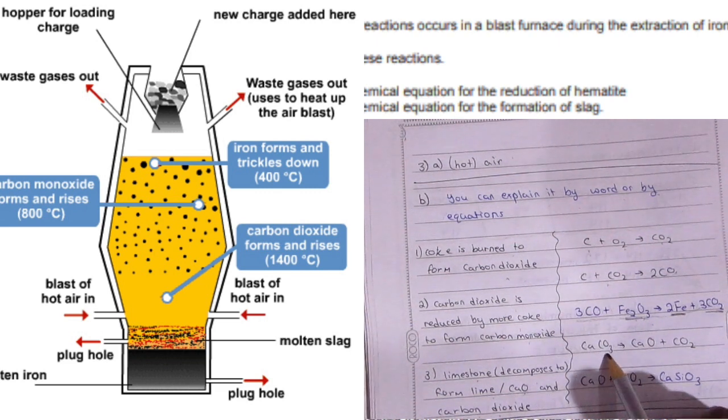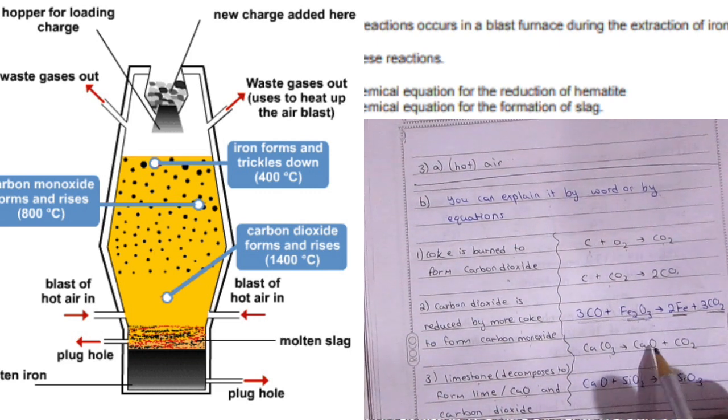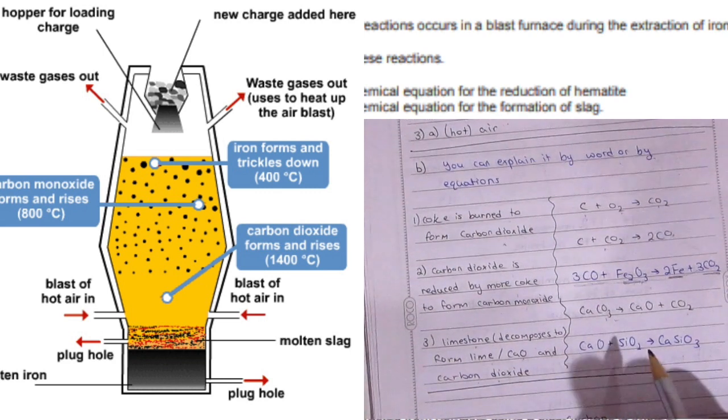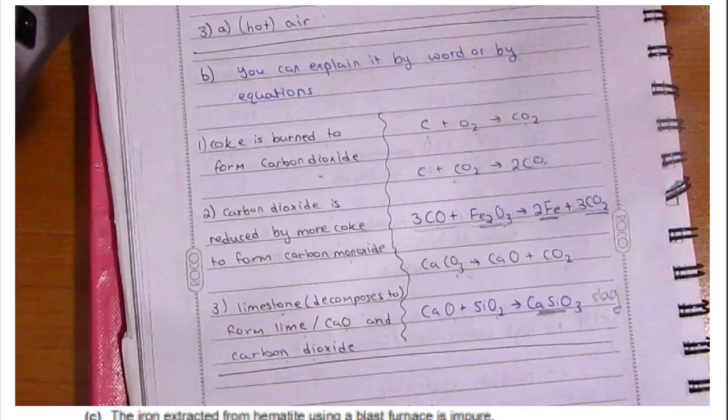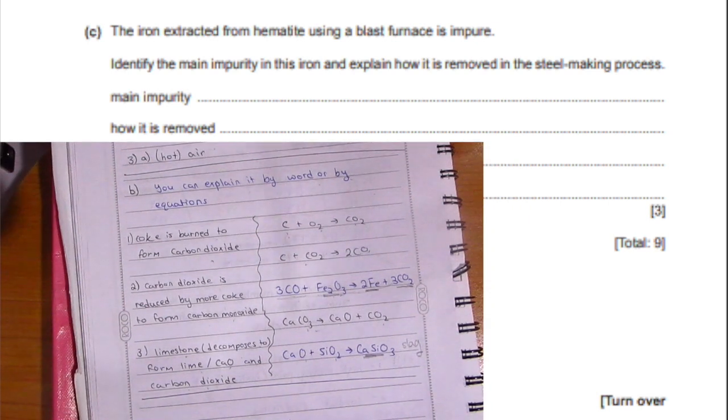Now this calcium oxide will react with the silicon oxide. This silicon oxide will form calcium silicate, which is the slag, which is also a chemical equation that they asked us to show. This silicon oxide is found as an impurity as well when we have the iron ore, because it's found with sand and stuff.